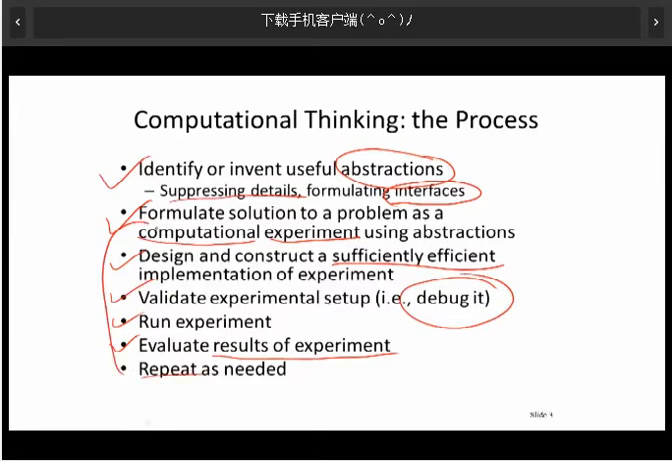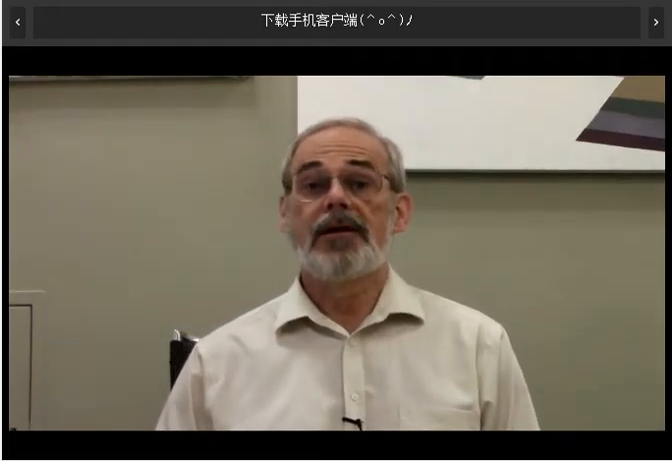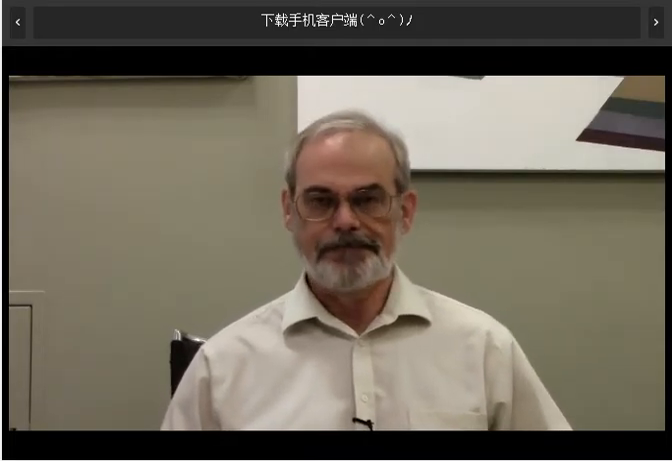I may need to go through this loop multiple times as I redefine or redesign what I'm actually using in my computational experiment, as my testing exposes places where things didn't work quite the way I wanted them to. That's what we've been talking about. That's computational thinking. That's one of the high-level messages we hope you take away from this class.